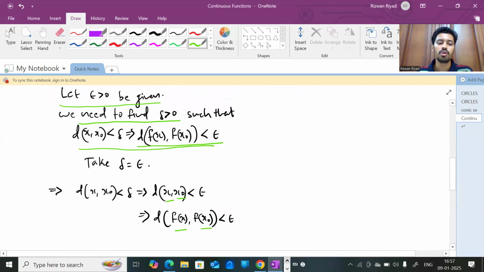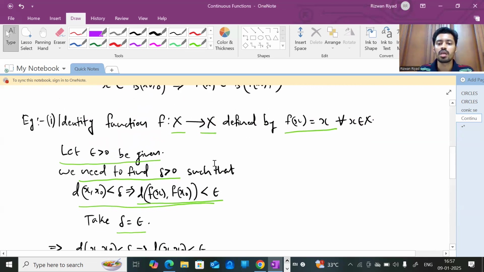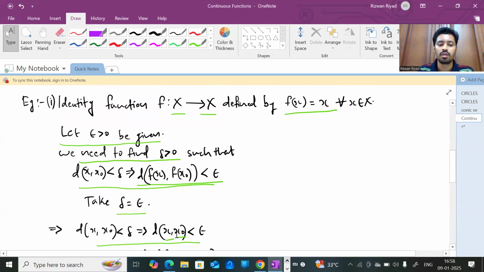For any epsilon greater than 0, you can always find a delta equal to that epsilon, which satisfies this condition. So this identity function is continuous at a point x naught. But x naught is an arbitrary point in our X. So if it is true for x naught, it is true for any point in X. That means this function is continuous throughout X.